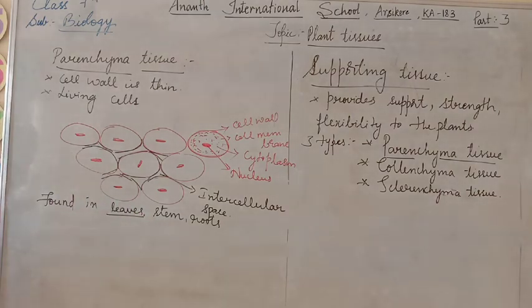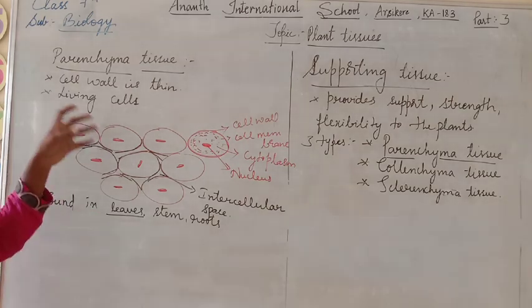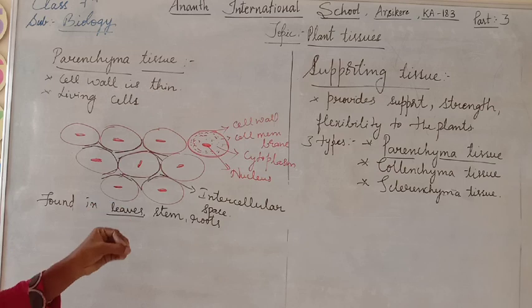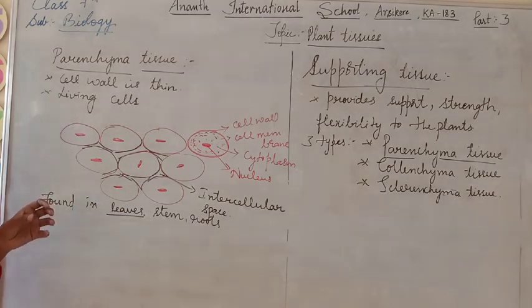If parenchyma tissue is present in the leaves, what will be the function? I said the process of photosynthesis takes place. As we all know, photosynthesis is the process of preparing food for green plants. Green plants prepare their food with the help of photosynthesis: carbon dioxide and water, using sunlight and chlorophyll, produce food. The parenchyma cells have chloroplasts present, and this chloroplast helps in the process of photosynthesis.